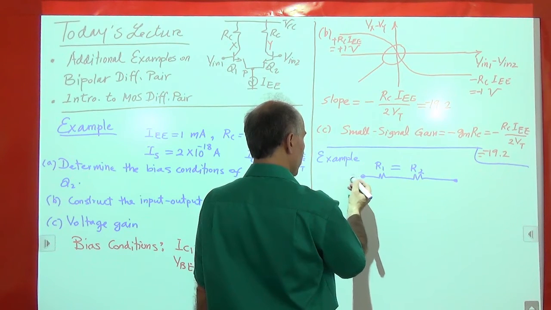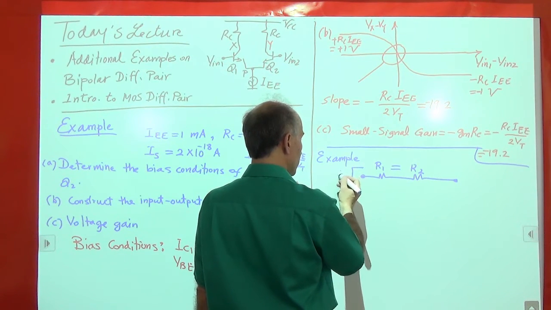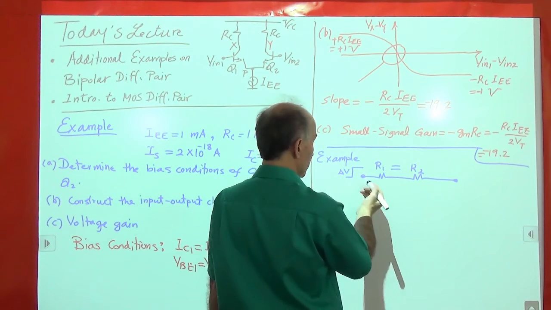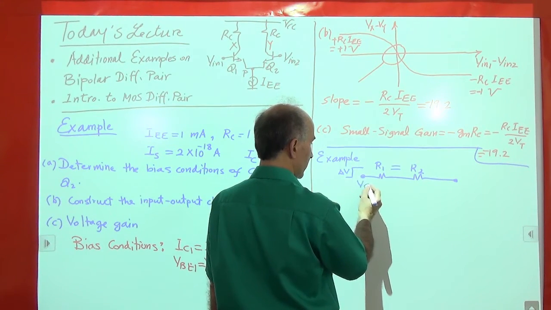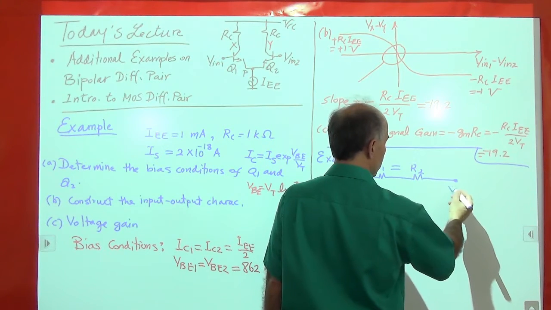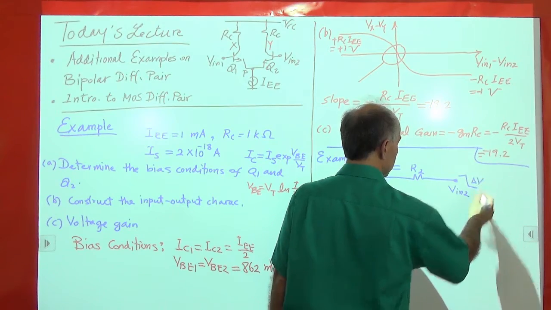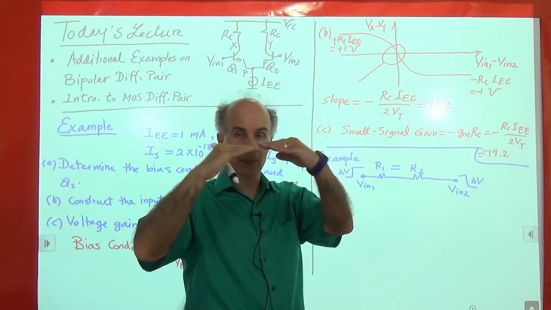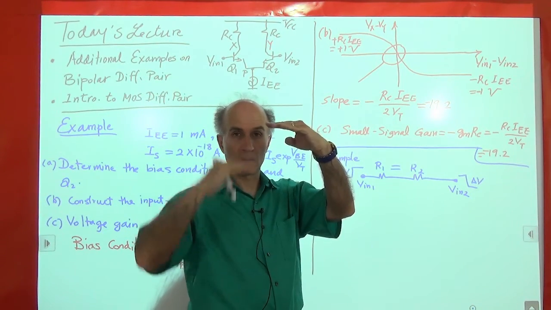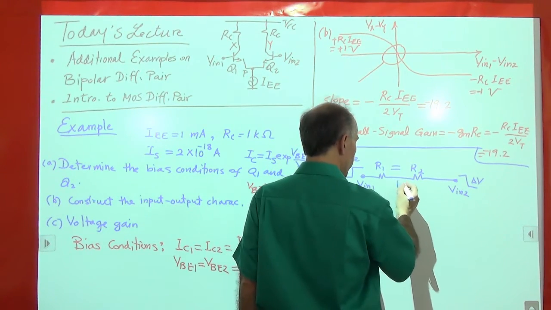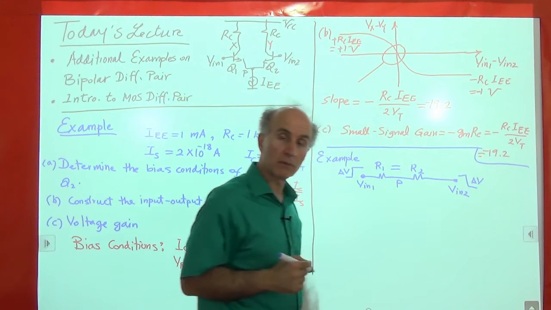Now I'm going to change this voltage by delta V in this direction. You want to call this maybe V in 1, and then V in 2 in the opposite direction. So again, V in 1 and V in 2 start at the same level. One goes up by delta V, one goes down by delta V. So if I call this node P, what happens to the voltage at node P?